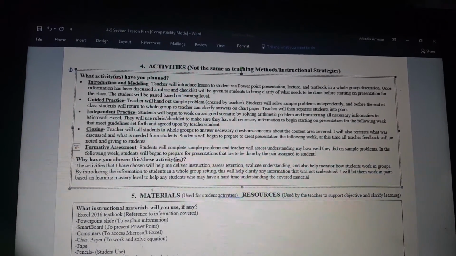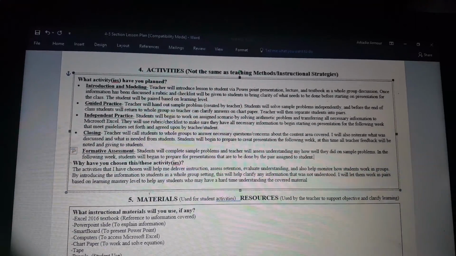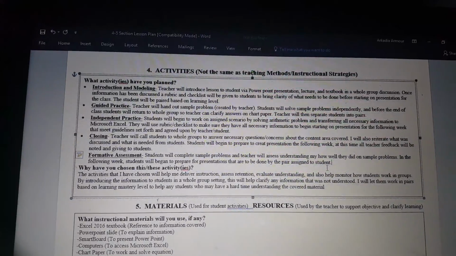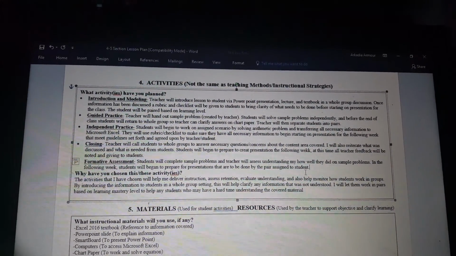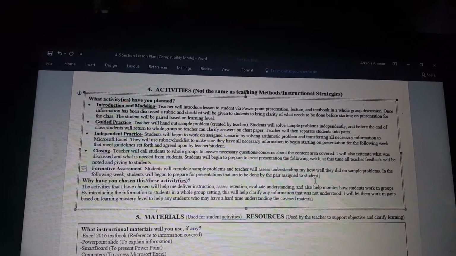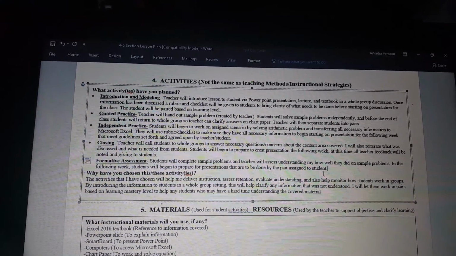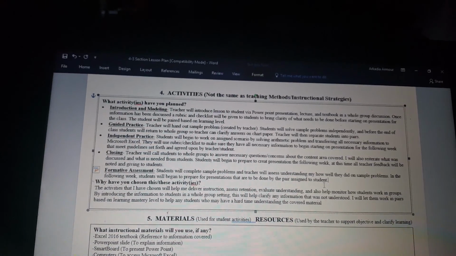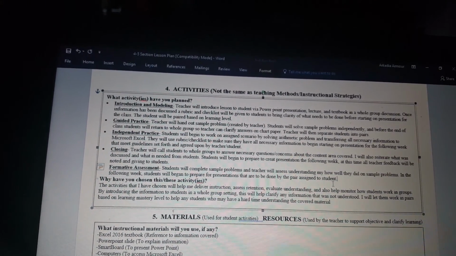Independent practice. Students will begin to work on a science scenario by solving arithmetic problems and transferring all necessary information to Microsoft Excel. They will use rubric checklists to make sure they have all necessary information to begin working on the presentation for the following week that meets guidelines set forth and agreed upon by the teacher and student.